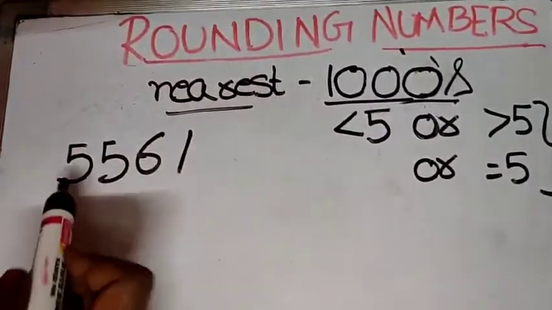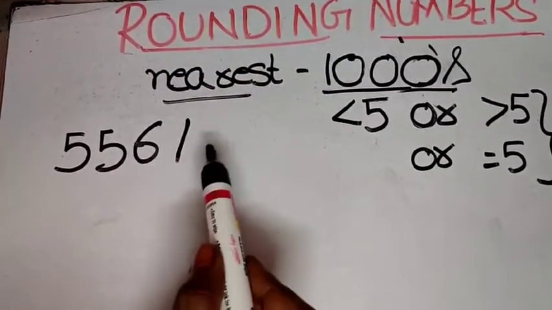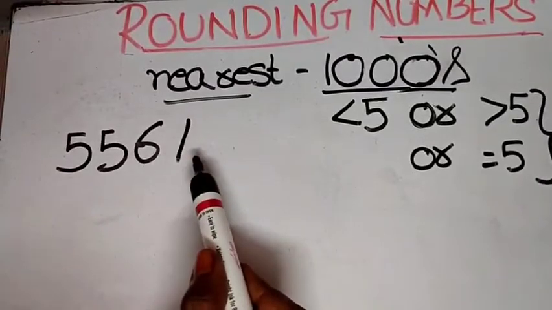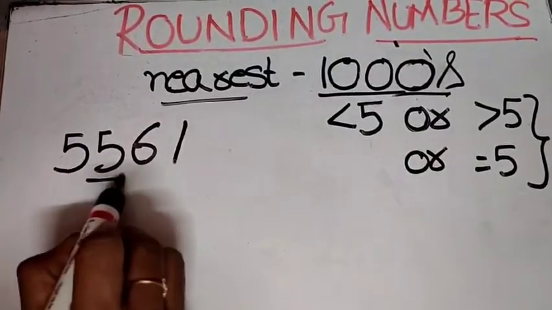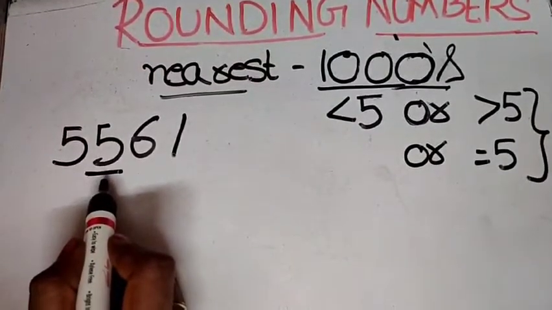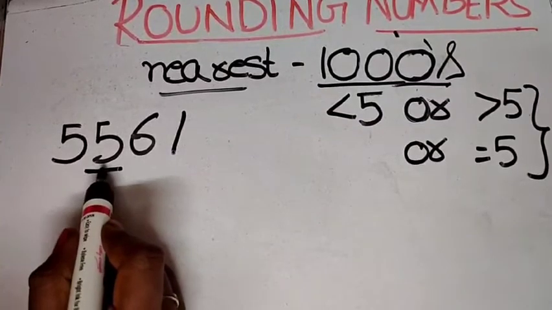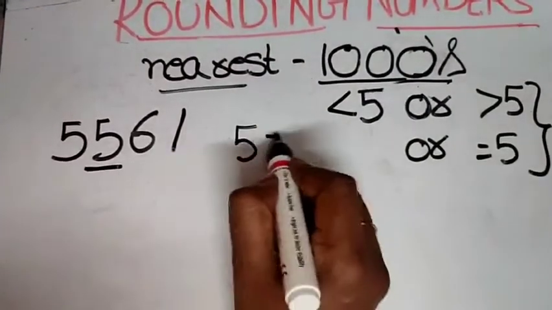What happens if it is equal to 5? So here I have taken 5561. Now what we have to find? We have to find the rounding number of this to nearest thousand. So which digit we have to check? If it is nearest thousand, we have to check the hundreds place digit. Now let us check whether this is greater than 5 or equal to 5 or less than 5. Yes, 5 is equal to 5.